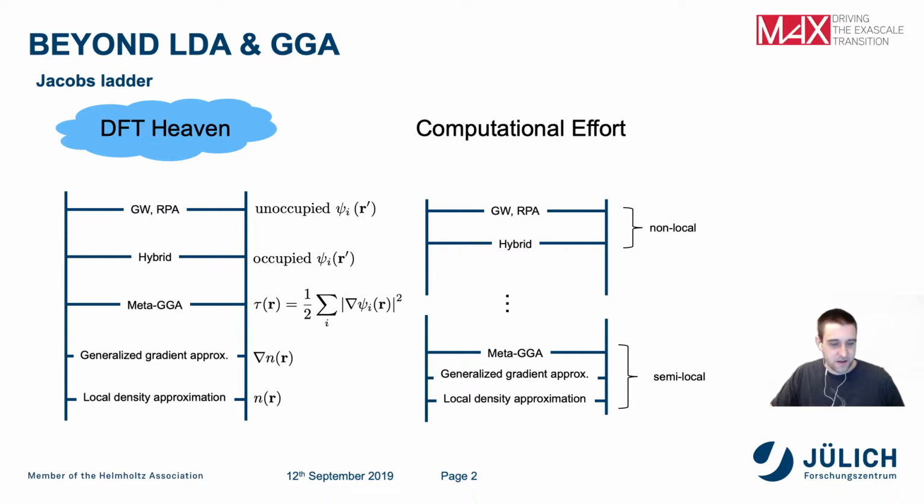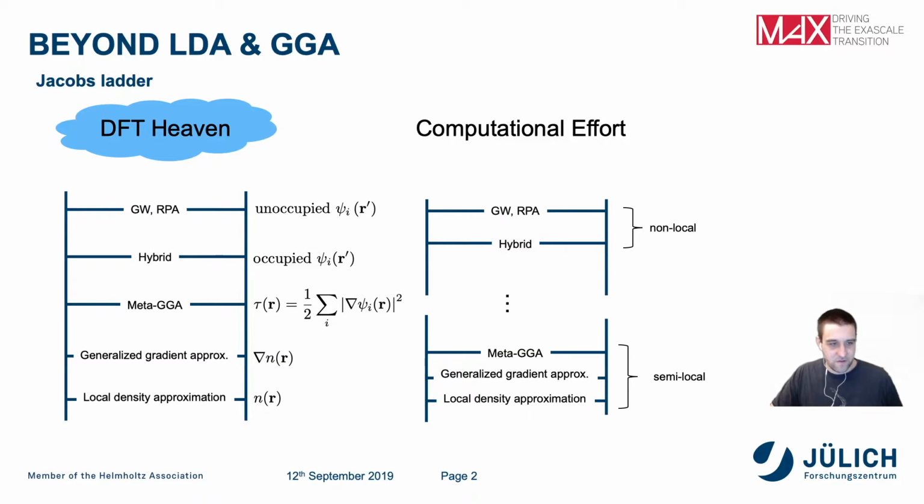They are semi-local because to get the exchange correlation potential at a certain point R, you only need to get information at this point R. So for example, for the LDA, you only need the density at R, or for the GGA, you only need the density and the gradient. And for the meta GGA, you might add the kinetic energy density. And if you then go to the non-local exchange correlation functionals, they will depend on the whole system or parts of the whole system. So for the hybrid functionals, we are also interested in the occupied wave function at different locations R prime.